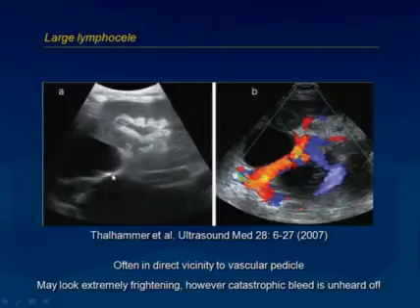If we switch on the color duplex, then the lymphocele may look even more frightening. We can see the transplant artery and the transplant vein traversing the lymphocele. This looks frightening and may cause unnecessary fear, and some juniors will then try to mobilize the vascular surgeon or a transplant surgeon to intervene. However, these junior doctors can usually be reassured. It looks frightening, but catastrophic bleed into the lymphocele is unheard of. So although the transplant artery is in direct vicinity to the lymphocele or traverses the lymphocele, bleeding is almost unheard of.